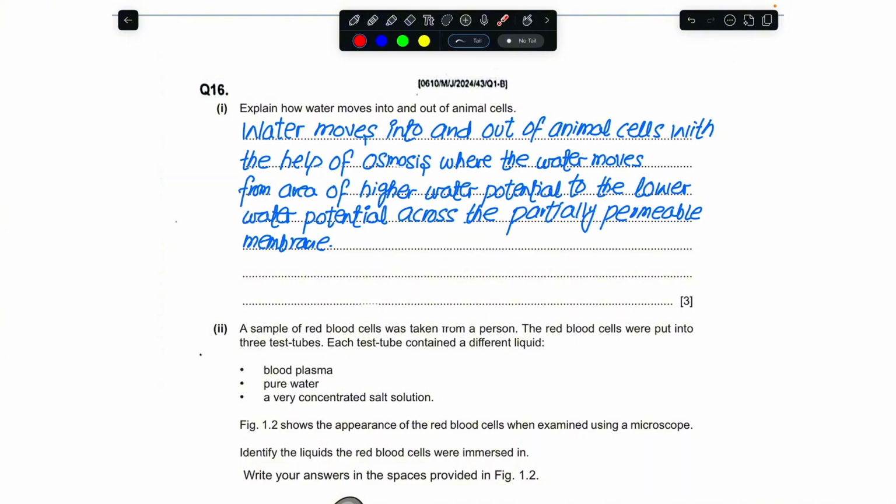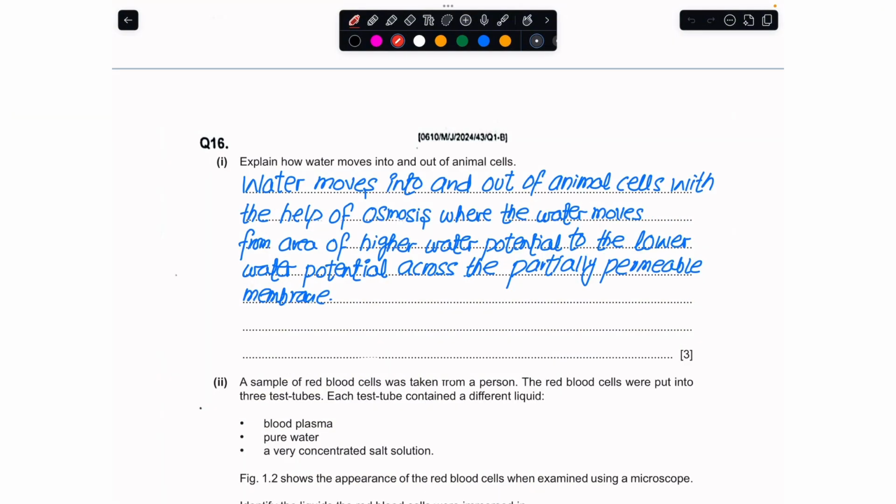Moving onward to this question, it appeared in May-June of 2024. The variant for your past paper was 4.3, and this was question number 1. This came in year 2024. It was May, June, and the variant was 4.3. And he is asking for a total of 3 marks, that we are required to explain how water moves into and out of the animal cell.